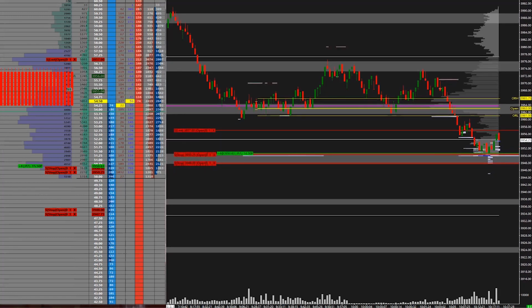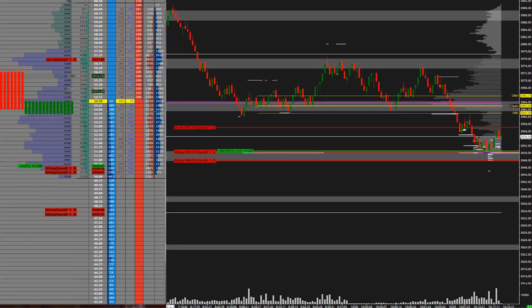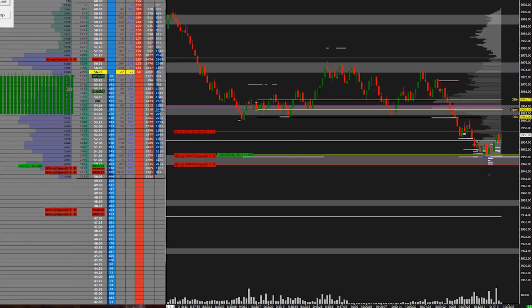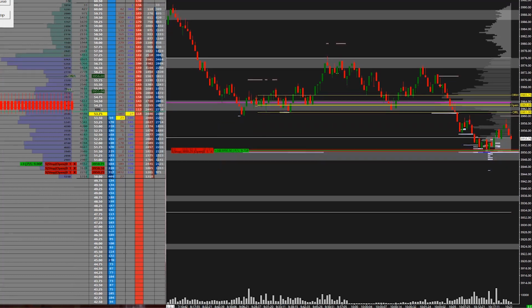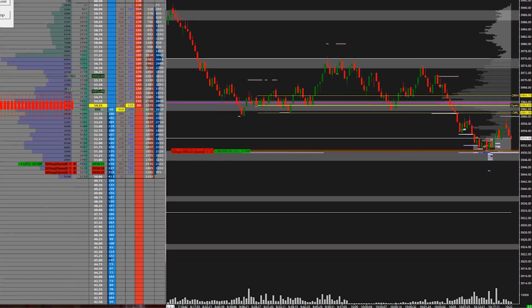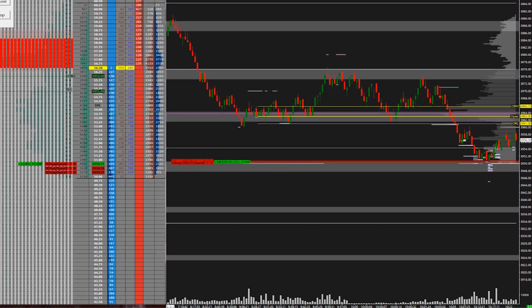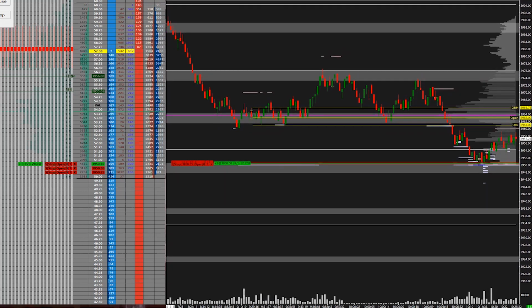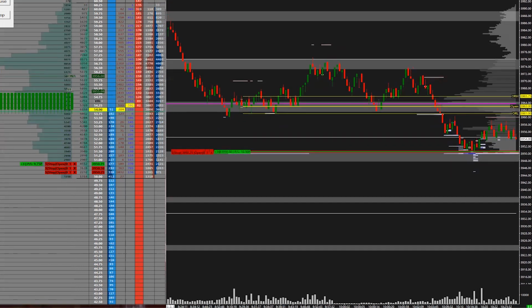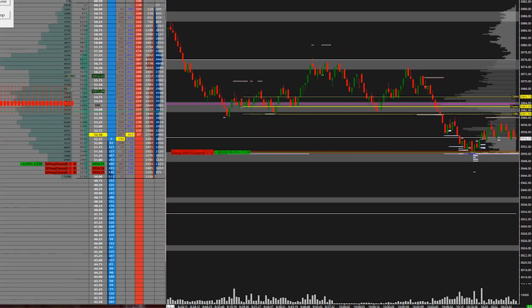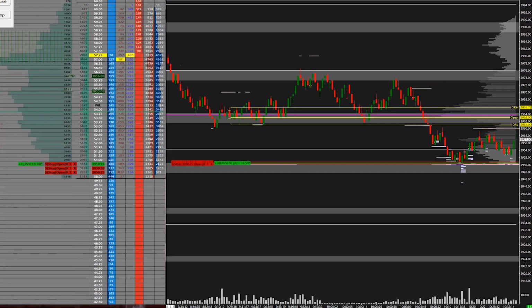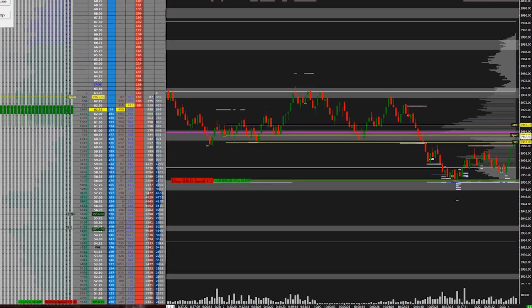Let me skip a bit of this. This is a pullback here after we took one off. I'm just skipping a bunch of this right now, fast forwarding a little. You can see them absorb. You should be holding at the 50s realistically. And there we go. And that was it, right?